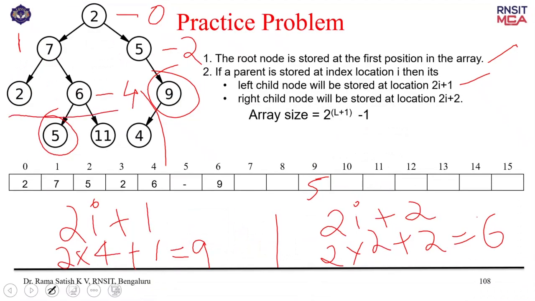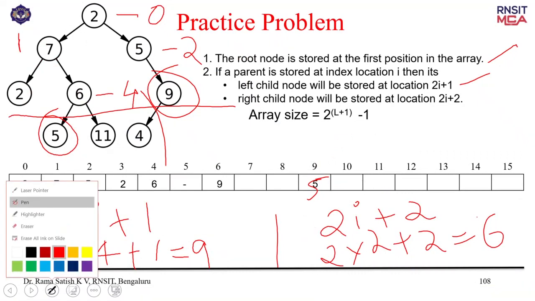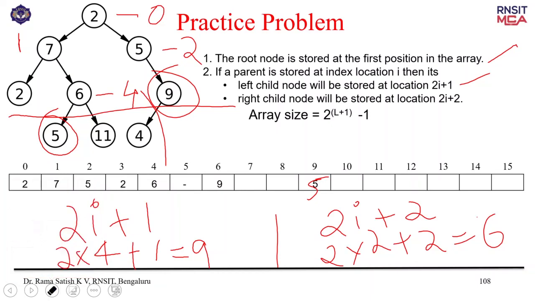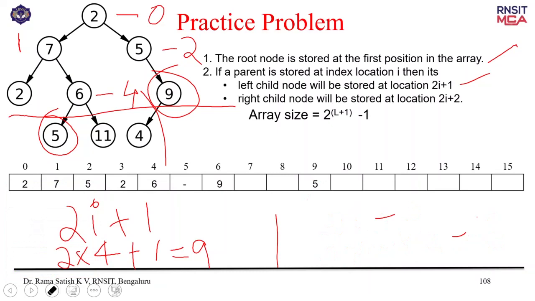Once this level is done, next you come to the next level. Next level, 5. 5 is stored in the same location which we have already calculated. So it has to be stored in location number 9. That's what we have calculated, and 5 is stored there.